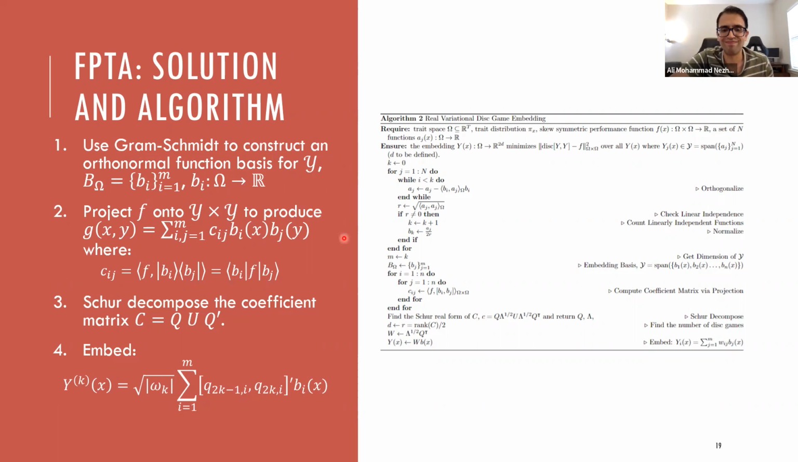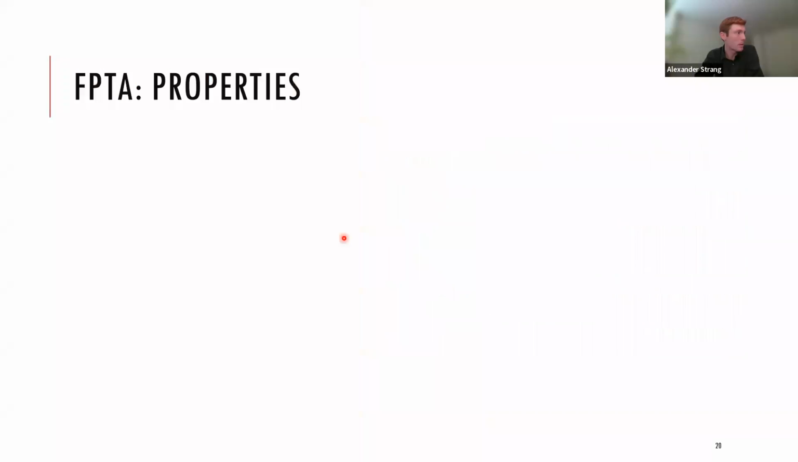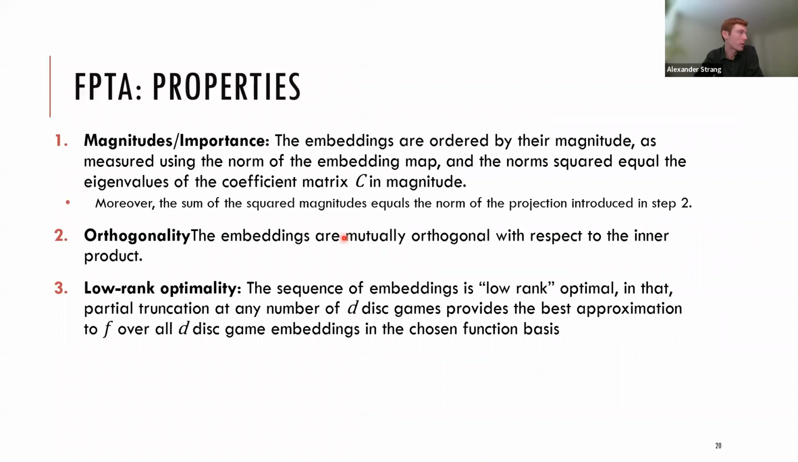Okay, so maybe here I'll just emphasize very quickly, this functional approach inherits all of the nice properties that the pointwise approach had. Each embedding has some notion of importance that we can compute directly from the eigenvalues. Each embedding is orthogonal to each other, so we have some notion of independence between these embeddings, and this produces a low-rank optimal sequence. So if you truncate the functional approach, you build a low-rank optimal estimate to your original function.